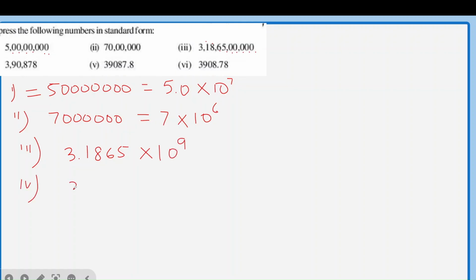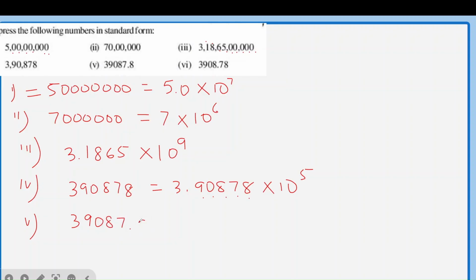Fourth question is 390878. This will be 3.90878. And how many decimal places we have? 1, 2, 3, 4, 5. So 5 zeros in the power. Next is 39087.8. No issue with the decimal which is in the question. We will place the decimal where we want it to be and just count the decimal places overall. 1, 2, 3, 4, 5. 5 again.